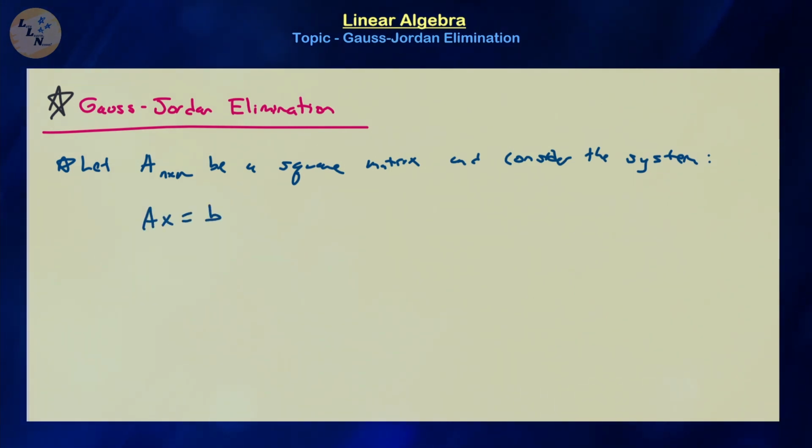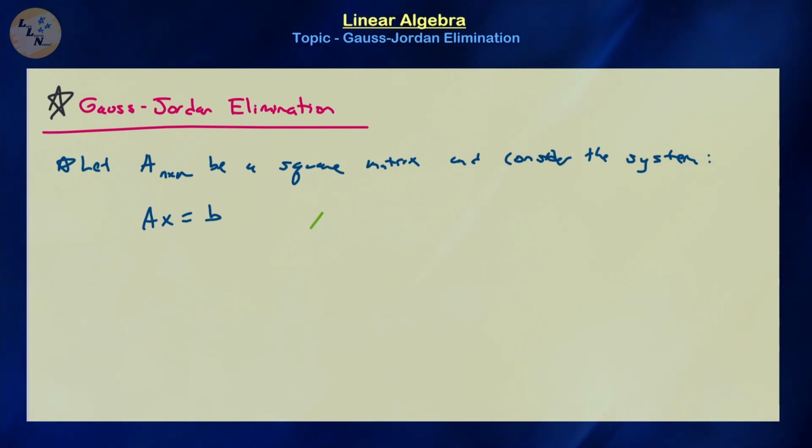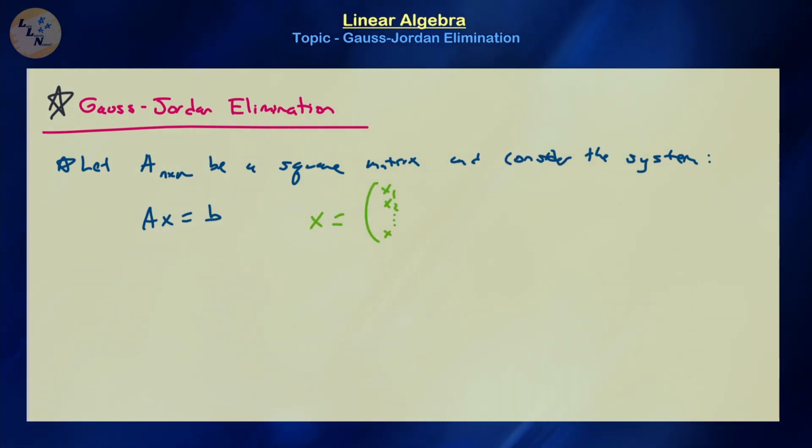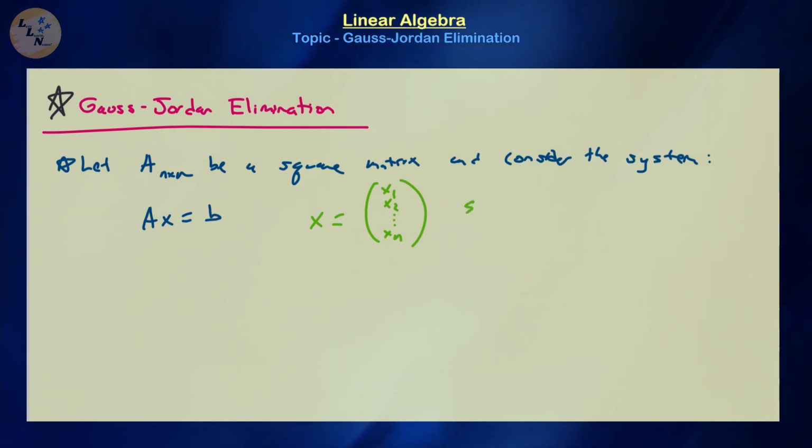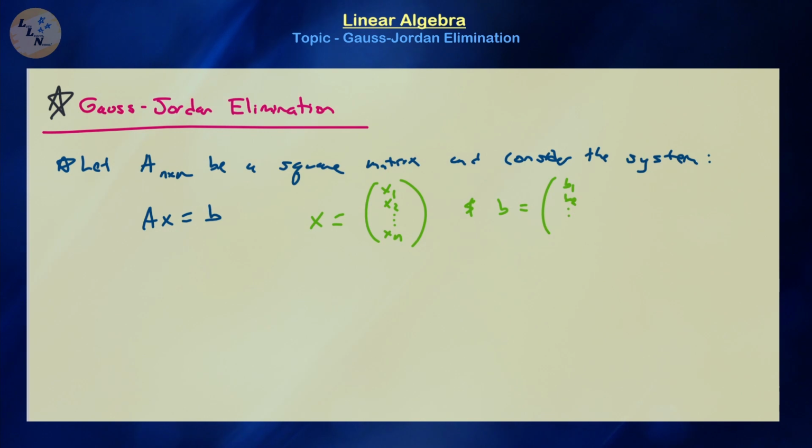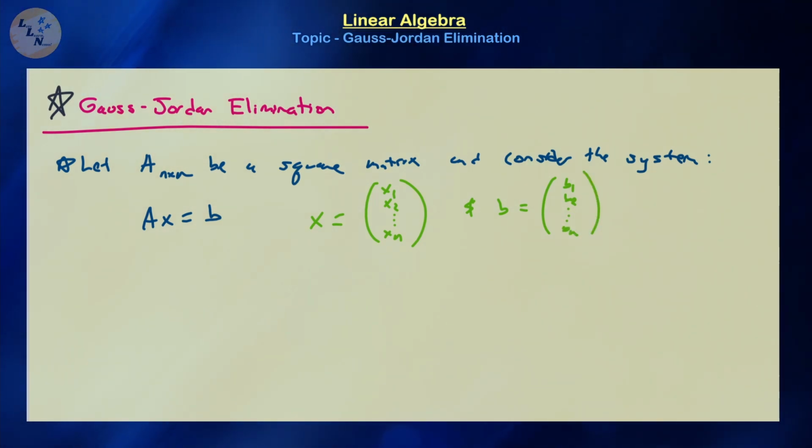AX is equal to B. So A is a matrix. That means X must also be a matrix and B also be a matrix as well. In particular, let's assume that X has the following form: X1, X2, down to say Xm. Let's assume that B also is a column vector of the form B1, B2, also down to Bm. So you should be able to test to see that these dimensions, when you multiply them, actually do line up.